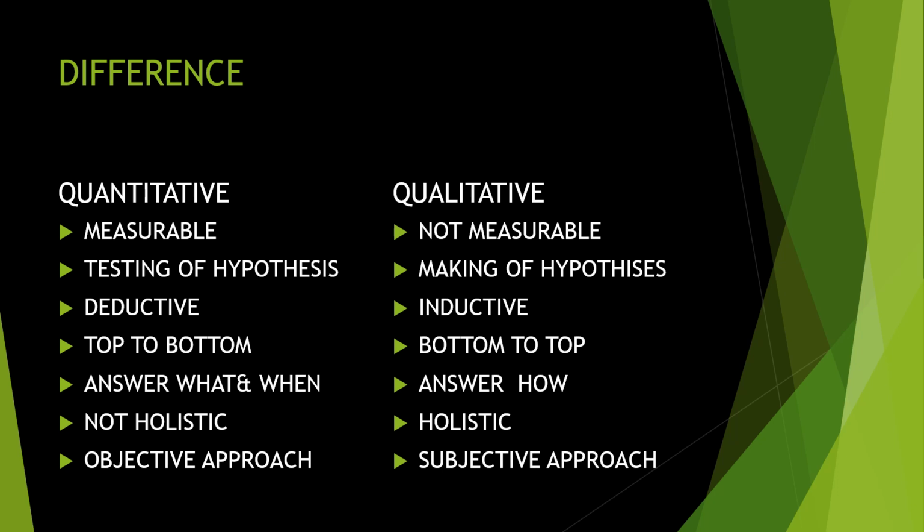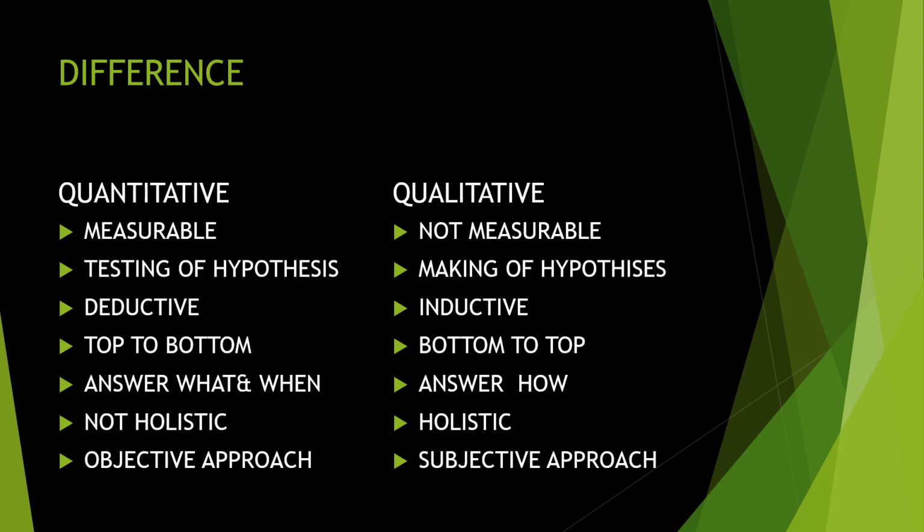Answer what and when, that is a very important thing to keep in mind. Quantitative analysis gives answers to what has happened and when it has happened. And it is not holistic. Not holistic means it is not all-sided; it is clearly measurable. An objective approach means no biases are coming. It is a clear view of the matters. So it is called quantitative.